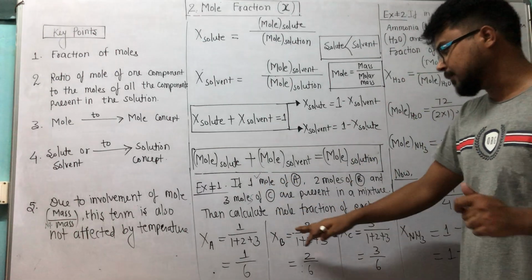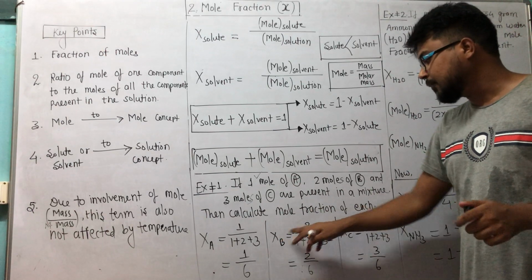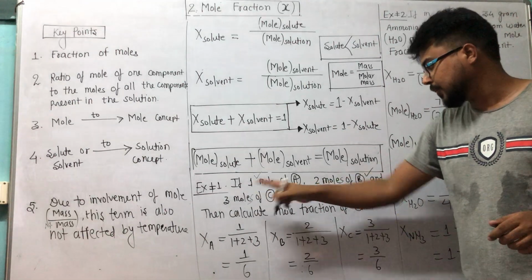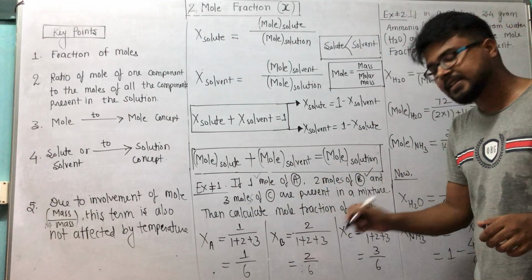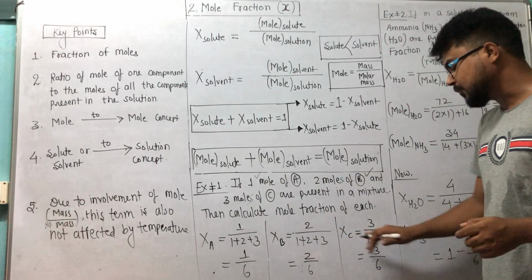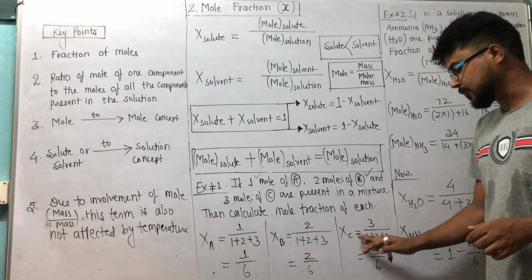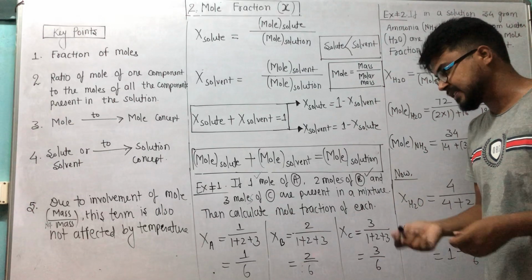What about mole fraction of B? It is nothing but mole of B. What is mole of B? It is 2, divided by total mole, 1 plus 2 plus 3. Answer is 2 by 6. And same thing for mole fraction of C, because mole of C is 3 divided by 6. Total mole is 6. So answer is 3 by 6.